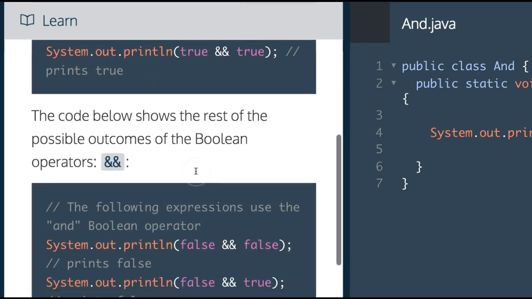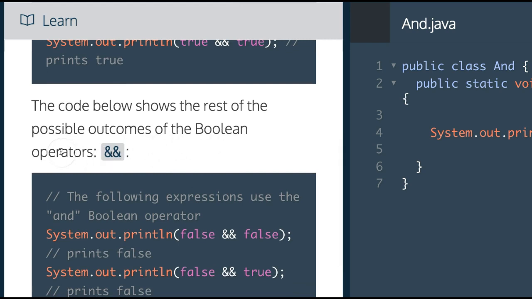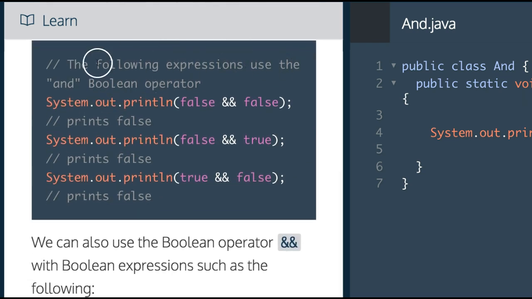The code below shows the rest of the possible outcomes of the Boolean operator AND. So the following expressions use the AND Boolean operator. We have false and false. Well, we just read that both need to be true for it to be true. Since none are, it prints false. Here we have false and true. Only one is true, so that's still not fulfilling the AND, so it prints false. And here we have, again, one true and a false. There needs to be two trues, and there isn't, so we get a false.